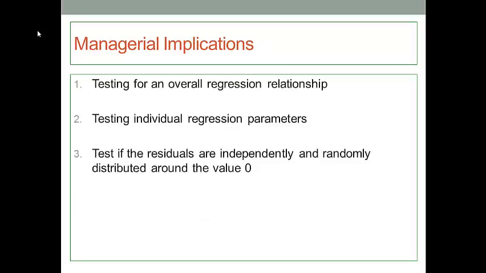Next, we want to test how each individual parameter in the model influences the dependent factor. What are the individual parameters in our model? They are b sub 0 and b sub 1. From the linear regression model, we get the value of b sub 0 and b sub 1, but we haven't tested how influential they are on the change of the dependent factor yet. This is the second step we want to check. We want to test how each individual parameter influences the dependent factor.